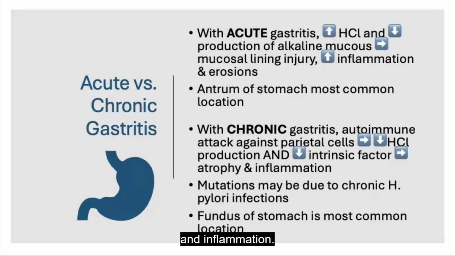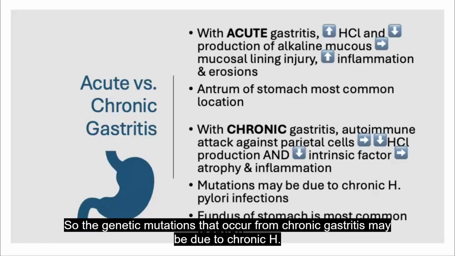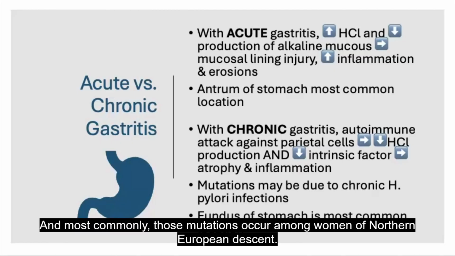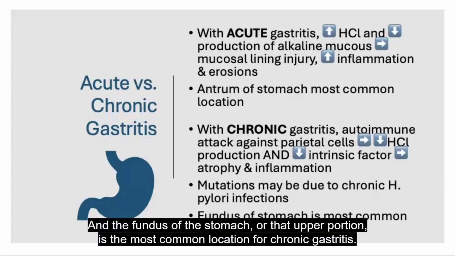and inflammation. So the genetic mutations that occur from chronic gastritis may be due to chronic H. pylori infections, and most commonly those mutations occur among women of Northern European descent. And the fundus of the stomach, or that upper portion, is the most common location for chronic gastritis.